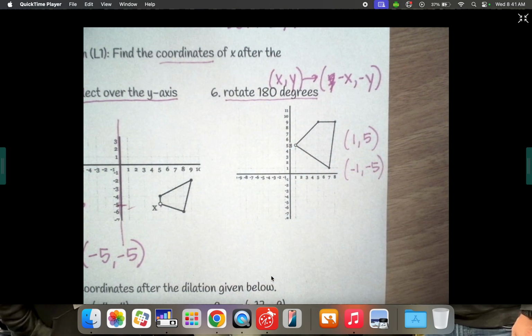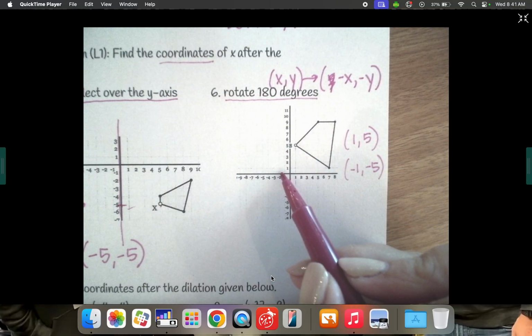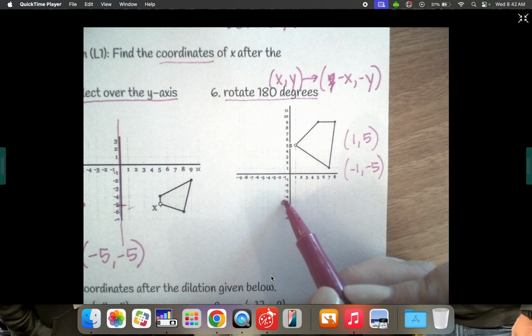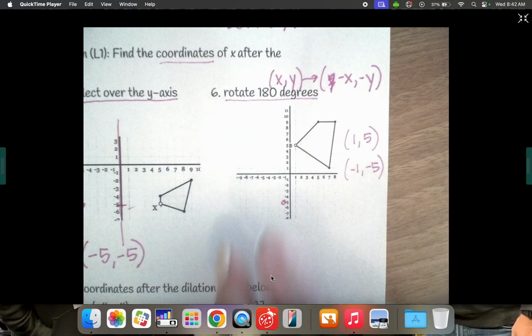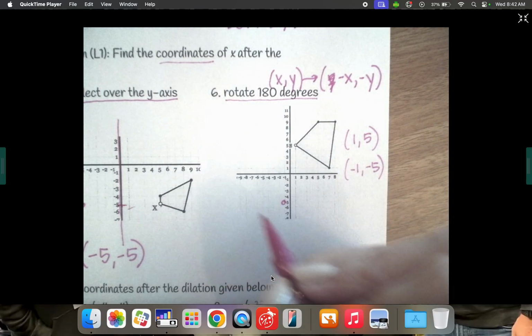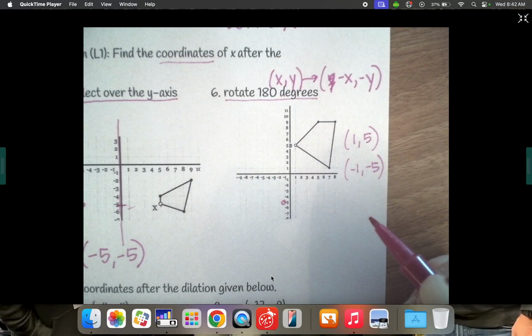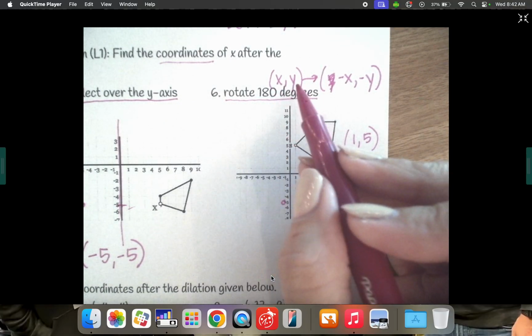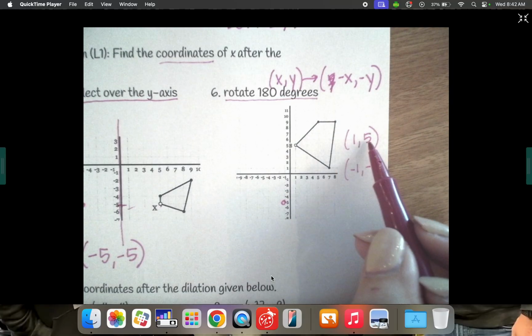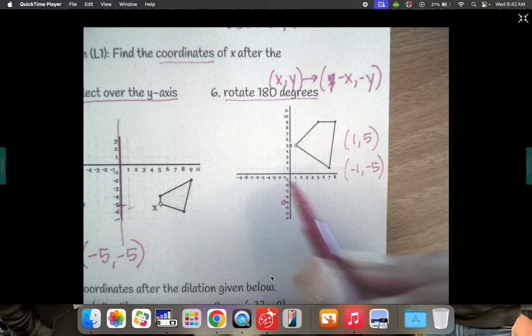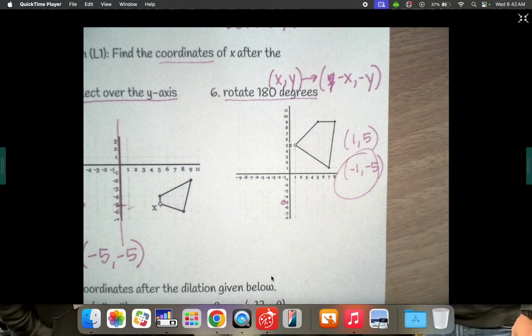Now I would check it. Let's see. -1, -5 is going to be there. And if you did a 180 rotation, that would be right. So it's going to land right there. So a 180, just really quick reminder, X, Y, they stay in the same order, but they become opposites. So if it's at 1, 5, it would be -1, -5. So this is your answer.